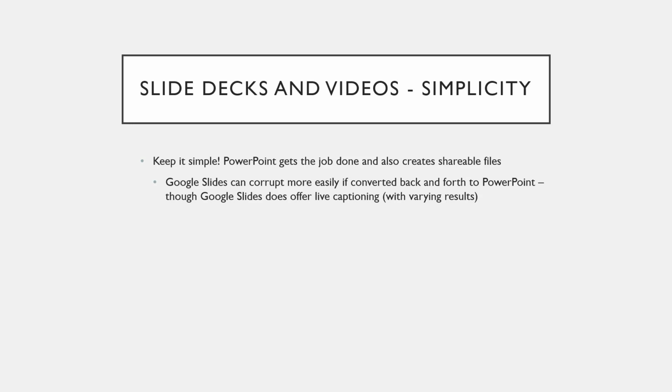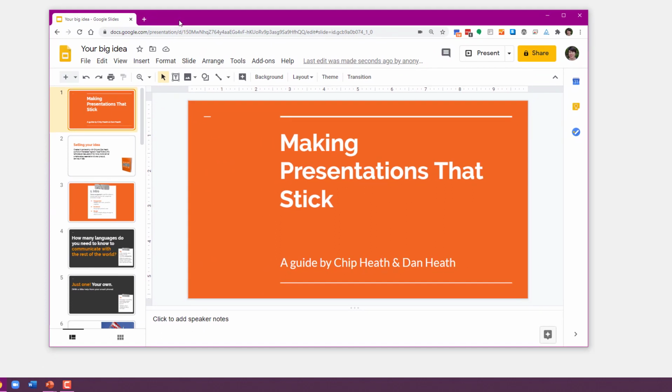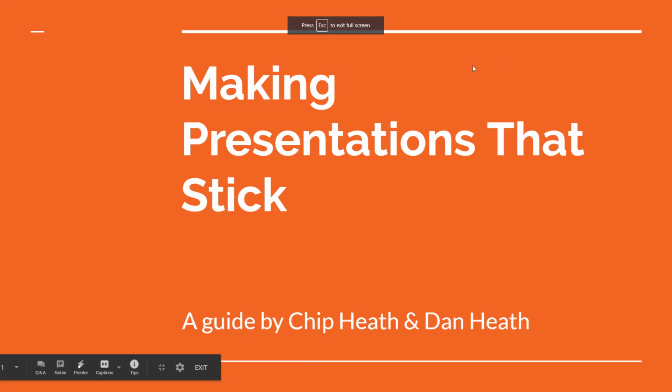So I'd like to give you a quick example of what it looks like to use Google Slides and have the captions turned on. So this is Google Slides. It's just a dummy presentation. I'm going to do a, oops, there's the present. So you have to go down here and turn on captions.